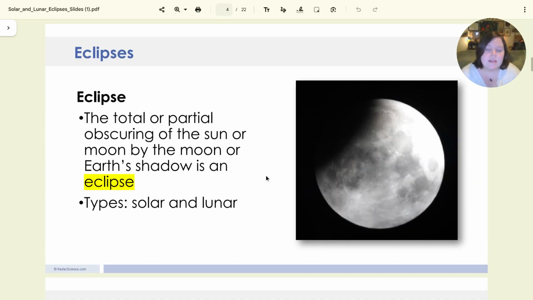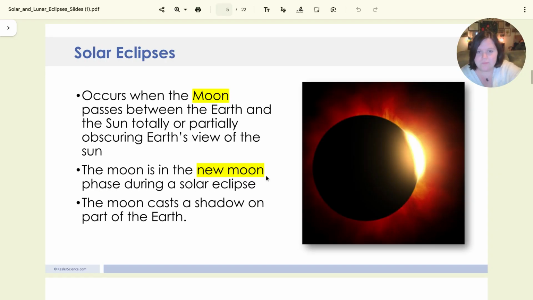An eclipse is when there's a total or partial obscuring. Obscure means to cover up or make something harder to see. So if I'm right now obscuring my eyes, okay? When we obscure something, it's covering it up. There are two types of eclipses for us, solar and lunar.